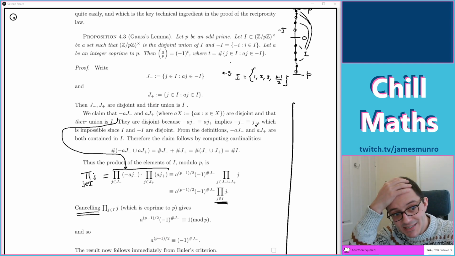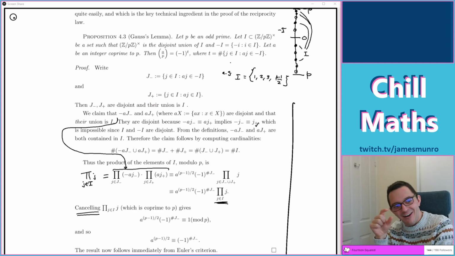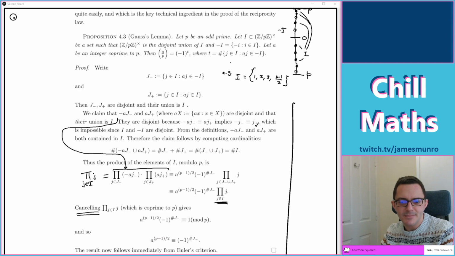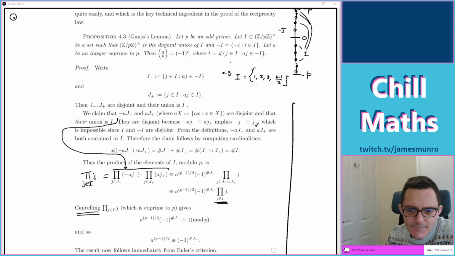I don't like how many sets there are. There's I, which is like half of the numbers, and then J minus and J plus are, is it half of each of those? Probably about half of each of those. I'm not sure we've done the cardinality of each of those. Never mind. They're about the same size. So here's a whole bunch of minus signs.